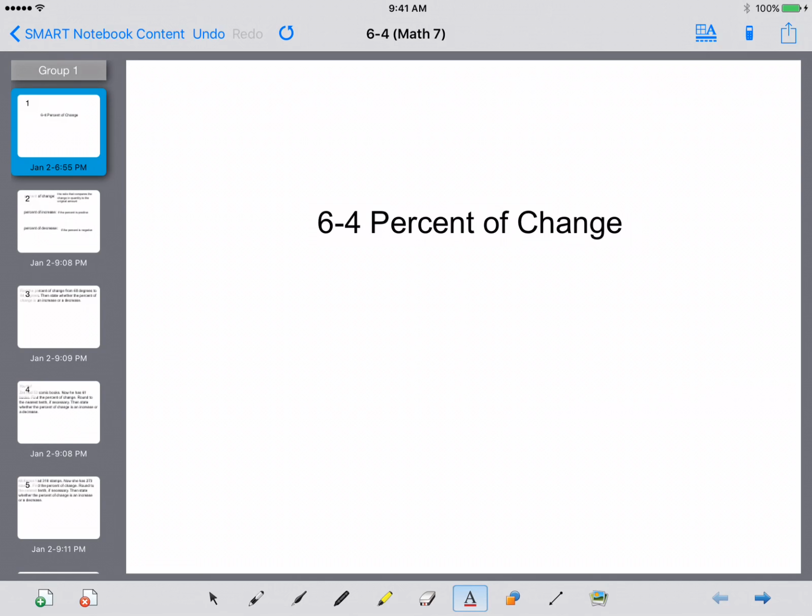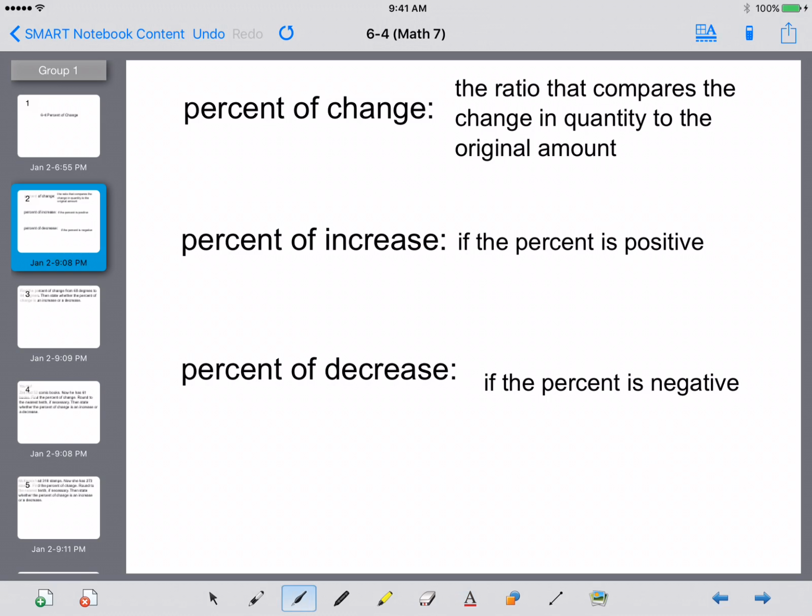Okay, today we're going to go over 6.4, percent of change. What a percent of change is, it's the ratio that compares change in quantity to the original amount. If that percent is positive, it's a percent of increase, and if the percent is negative, it's a percent of decrease. Feel free to pause here to write in on your note sheet.